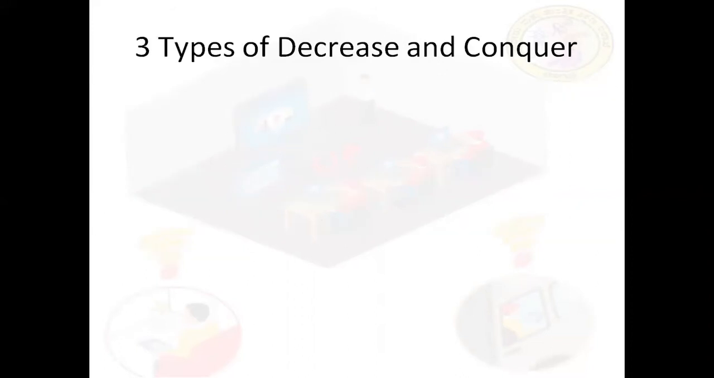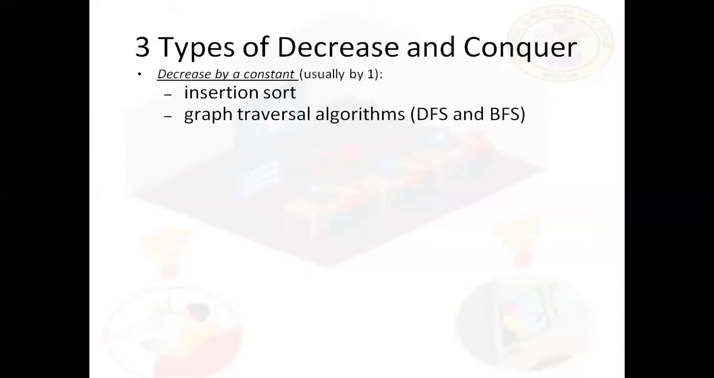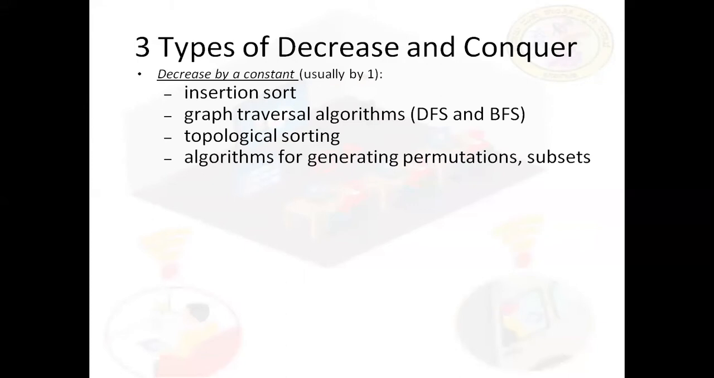So there are three types of decrease and conquer that can be implemented. The first one is decrease by constant. Usually we are going to decrease each time by 1. So for example, in case of insertion sort or graph traversal algorithms like BFS and DFS, or in the topological sorting, we decrease every time, that is we reduce the subproblem every time by 1. And even for algorithms for generating permutations and subsets, we use the same approach, that is decrease by a constant.